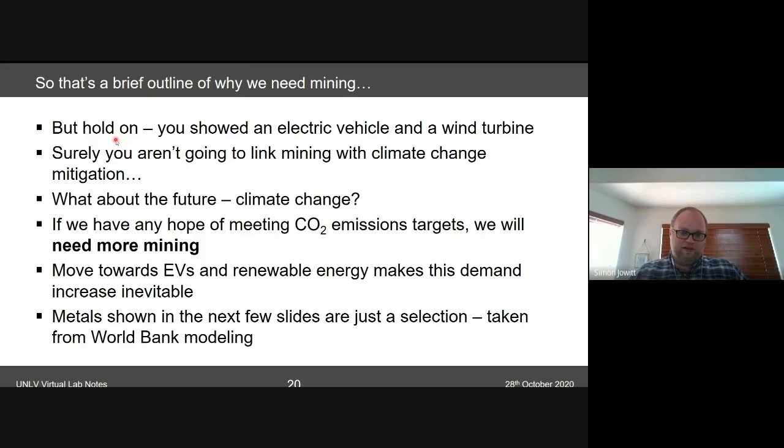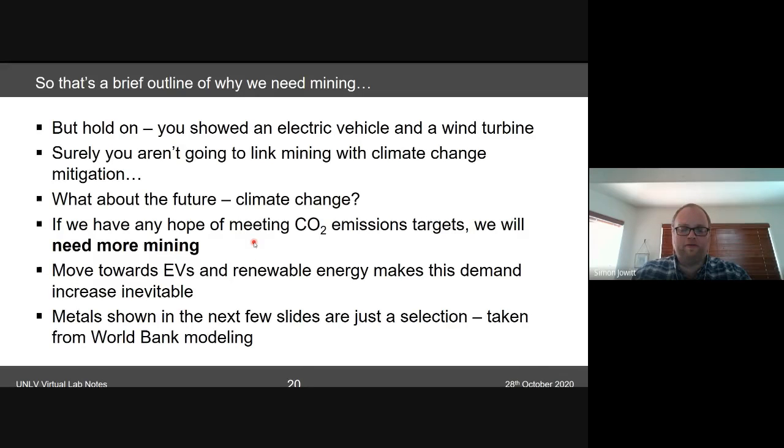One other thing I wanted to say is, some of you might be thinking, hold on, you showed an electric vehicle and a wind turbine. Why are you showing that? Surely you're not going to link mining with climate change mitigation. Well, yes, I am, actually. One of the things we need to think about moving to the future is climate change. And one of the things that has been increasingly argued is that if we have any hope of meeting carbon dioxide emissions targets as a country, globally, we need more mining.